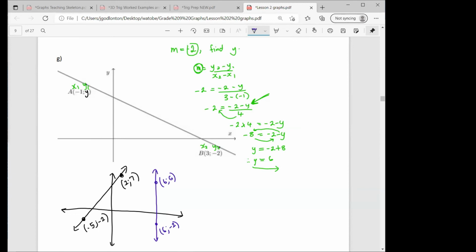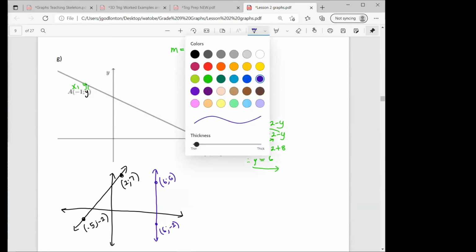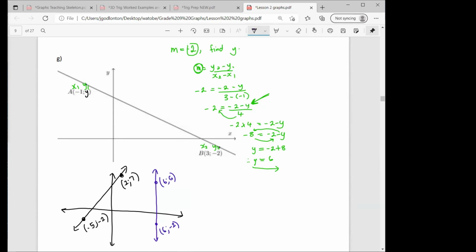Yes, that's -5 and -2. Oh, it does look like a J. See what you're saying? It's just a semicolon, -5 and -2.